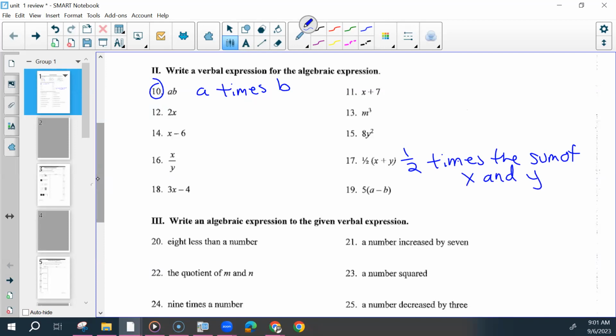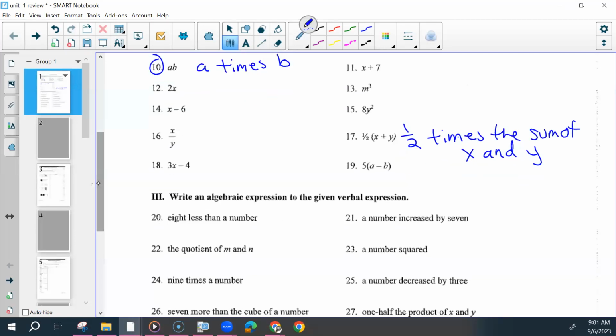Right, 16, what operation is happening here? Division. So give me a word that would mean to divide. Over. Sure, that would work. The likelihood of you seeing over is low, but you could use it and I would accept it. If you said the quotient of X and Y, that would work. X divided by Y, all of those would work. Any others in that section?